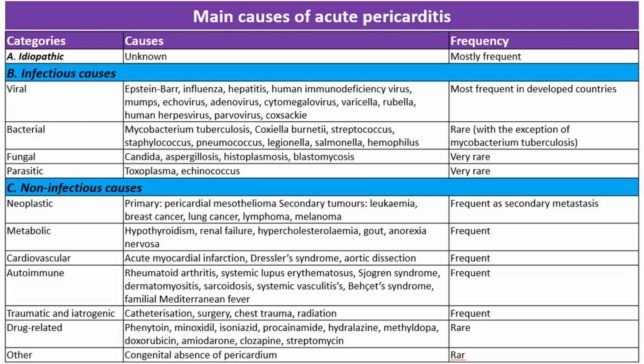invasive cardiac procedures. Non-infectious causes include systemic inflammatory diseases like rheumatoid arthritis and lupus, myocardial infarction, trauma, post-cardiac injury syndrome following heart surgery and malignancy. Medications, particularly those that affect the immune system, can also induce pericarditis.